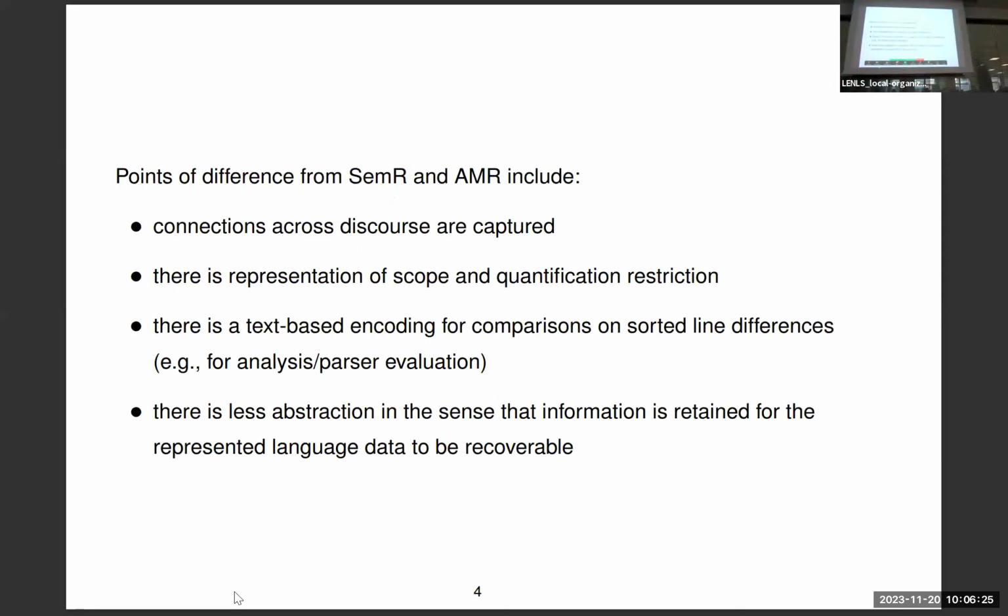But there are some points of difference. One point of difference is that I'll have connections across discourse, which is important. And there are going to be representations of scope and quantification. The previous things I spoke about, the SEMR representation and the AMR, don't represent any scope information. They're sentence-based. So this is quite different. There's also a text-based rendering that you'll see. And there's also, in a sense, less abstraction because the original language is recoverable.